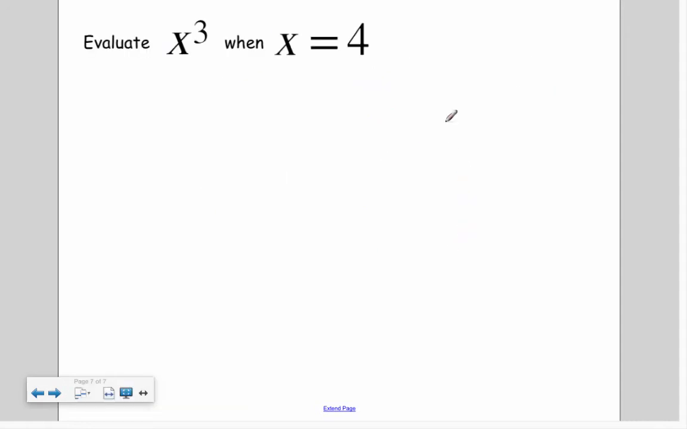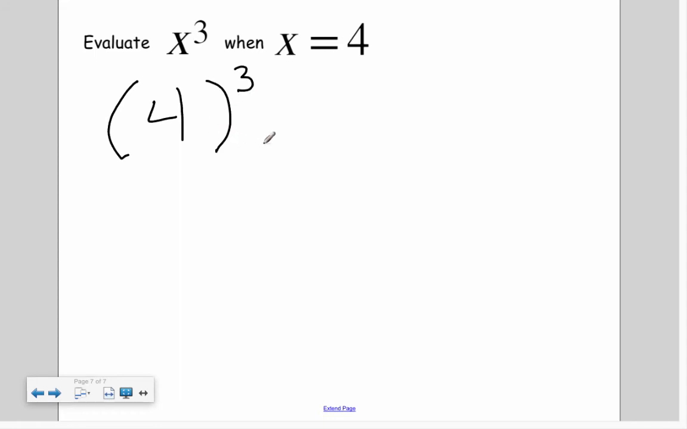Okay, let's look at our final example. This one has an exponent, and it's an algebraic expression that we're going to evaluate. Evaluate x cubed when x equals 4. Start with an open and closed parenthesis. That's for x. The exponent is out here. Then I substitute 4 in for x, and I have 4 cubed.